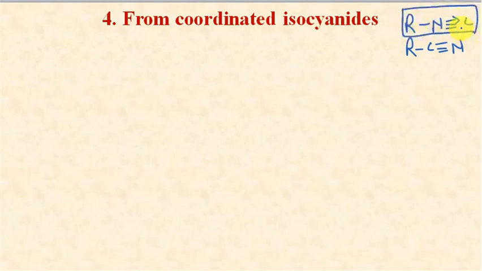So we can coordinate this isocyanide through the carbon atom to the metal. And the very common example is of a platinum complex, in which we have one Cl, second Cl, this is the third Cl.